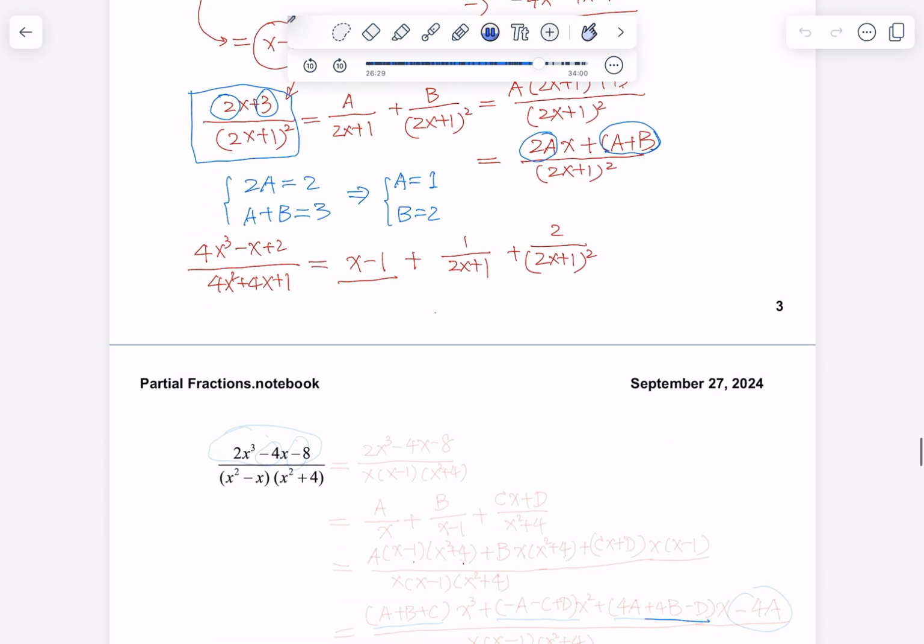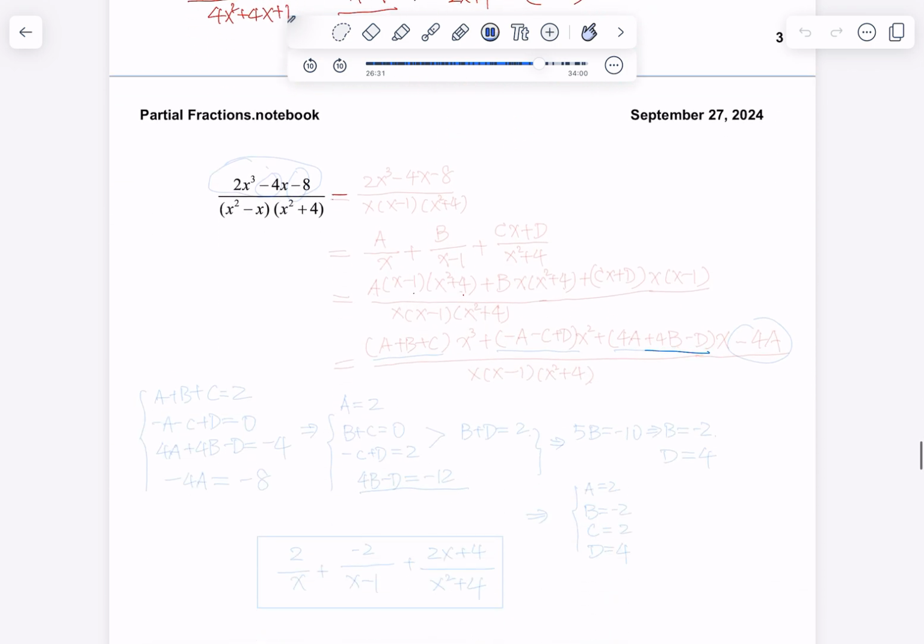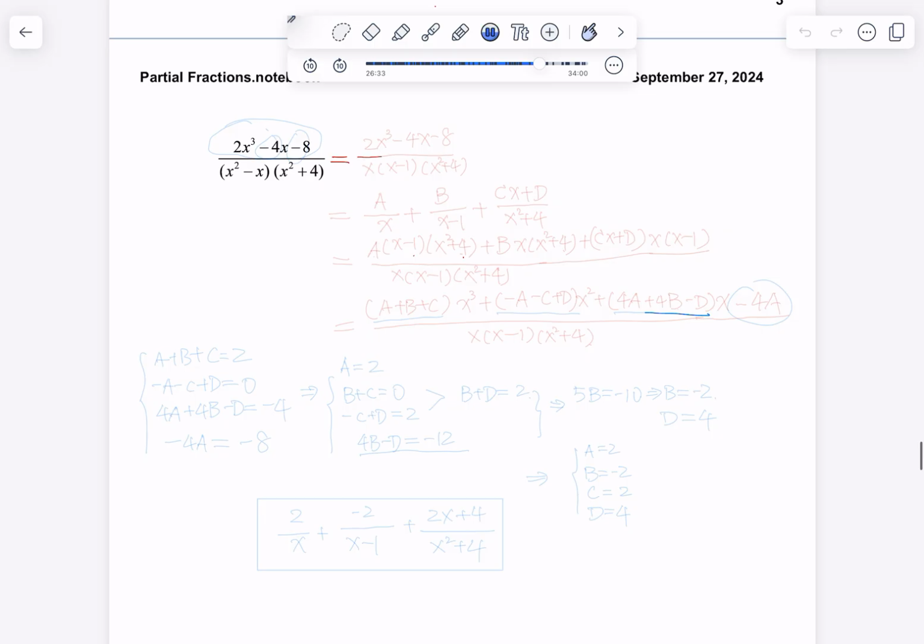For the last example, we would first factorize the denominator into x minus 1 times x squared plus 4. We just copy the numerator. For this one, we would like to decompose the partial fractions as the following.